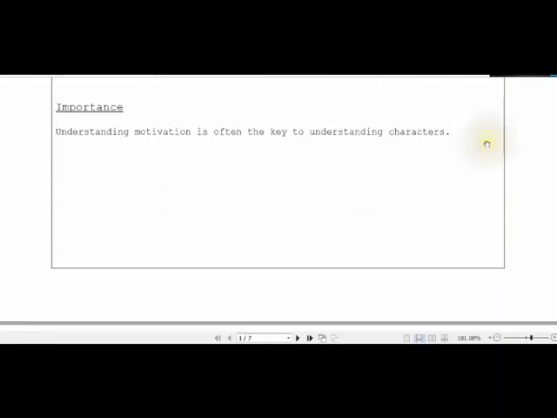Okay, why are we learning this? Well, understanding motivation is often the key to understanding characters, and it helps with analyzing them. It's not the only way to analyze your characters. You can analyze them through class, gender, but this is the easiest way to do analysis.